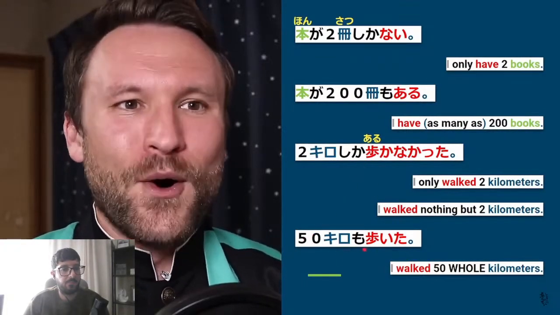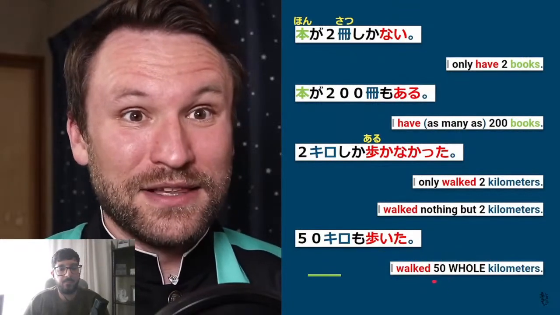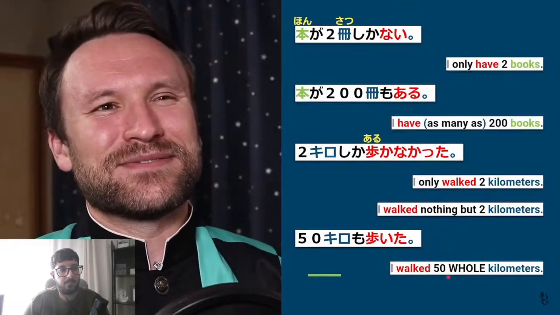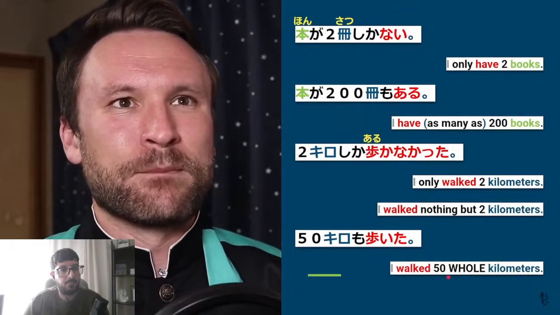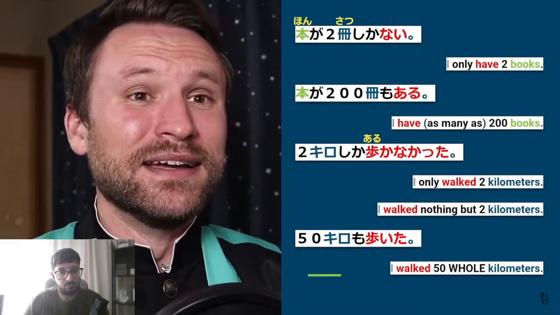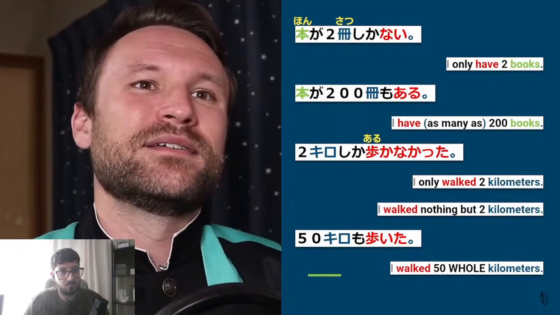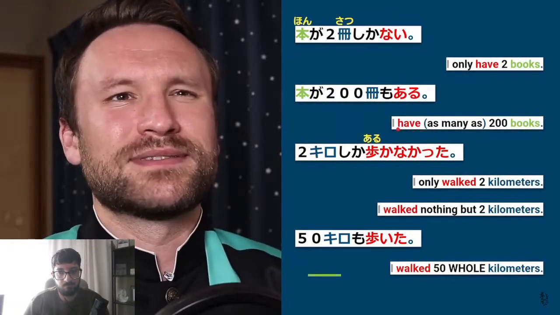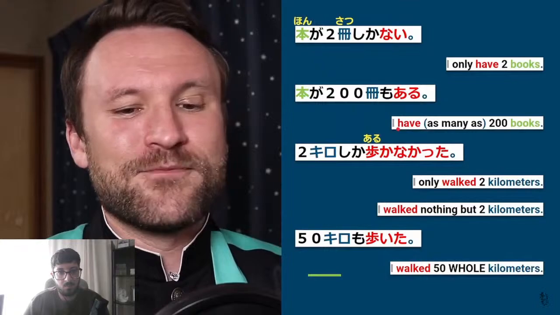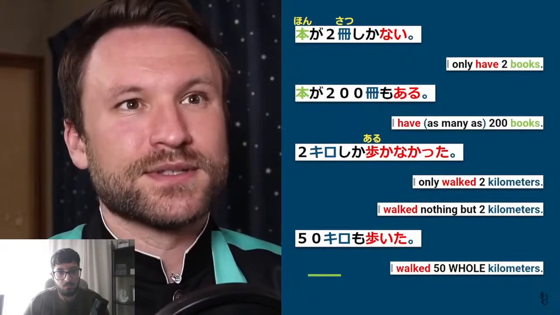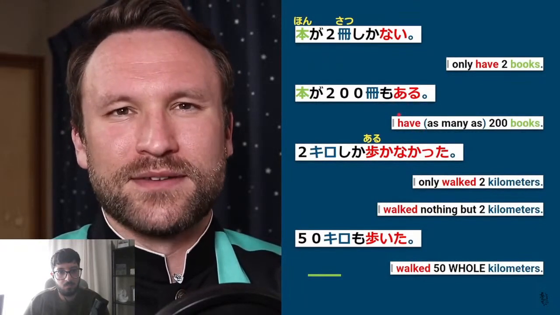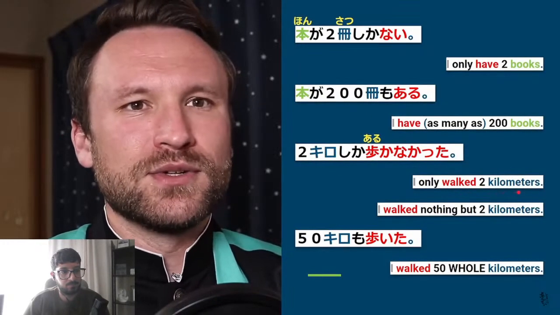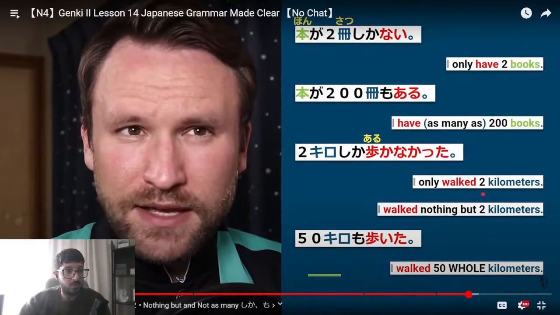50キロも歩いた is like I walked a whole 50 kilometers, right? As many as just doesn't give enough emphasis for this word. Mo puts a lot of emphasis. I walked a whole 50 kilometers. Whereas if you say 本が200冊もある as I have as many as 200 books, it doesn't sound nearly as emphatic as I have a whole 200 books, which is actually how this mo particle sounds in my mind. 2キロしか歩かなかった. I only walked 2 kilometers is the literal meaning.